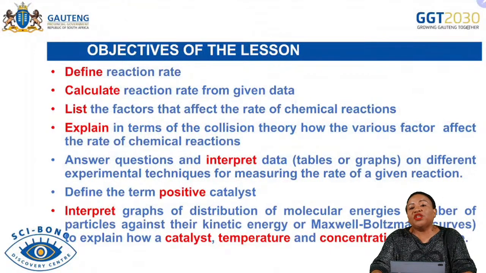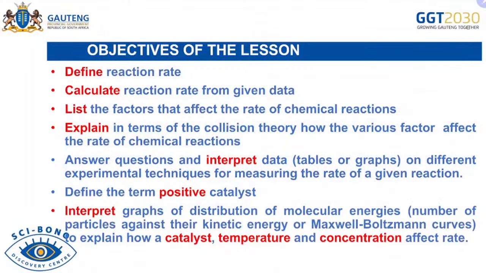We are only going to define a positive catalyst because, for the rate of reactions that we are going to look at, you are only going to look at the factors that increase the rate of reaction. So it is very important that you only know the positive catalyst, because we are not going to look at the factors that will decrease or slow down the rate of reaction. We are also going to interpret graphs of the distribution of molecular energies, of the particles against their kinetic energy, or Maxwell-Boltzmann curves. So these are the things that by the end of this lesson, we need to make sure that we understand.